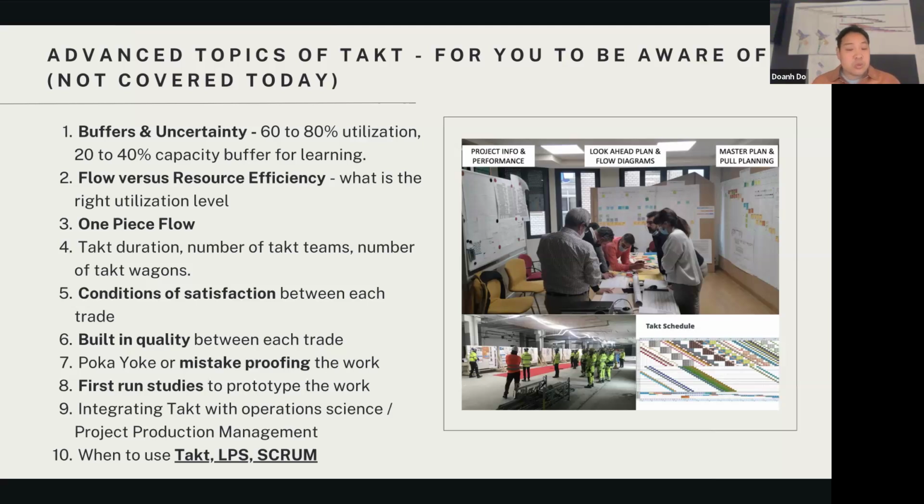And most projects don't just use TAKT or Last Planner or Scrum, they use all three. And there's a fine balance about how to use the 3 different systems of production planning and control, right? They all work together. In some situations, you use one more than the other, but it's a fine art of how to do this. And really, you can only understand this by doing it.